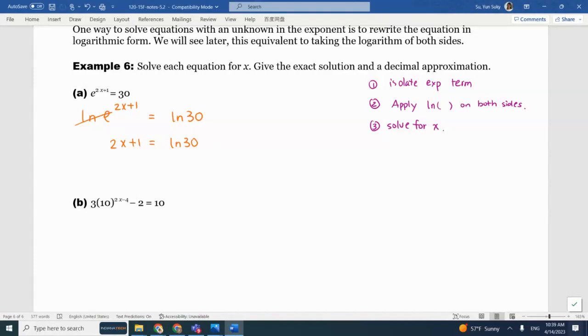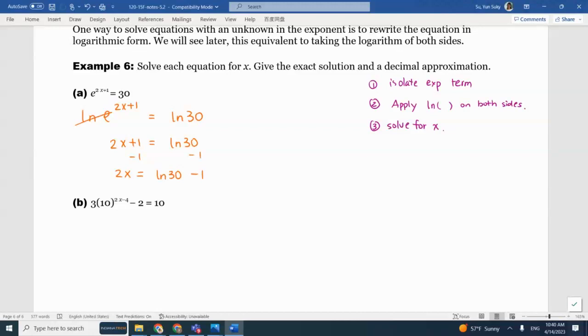So now we solve for x. How do you solve for x? Subtract 1. So we get 2x. How about on the right-hand side? Can I subtract 30 minus 1 and get 29? No, we cannot. 30 is inside the ln. ln of 30 is not 30, so you cannot subtract 1. So leave it like that. Don't put this as ln of 29. Don't do that.